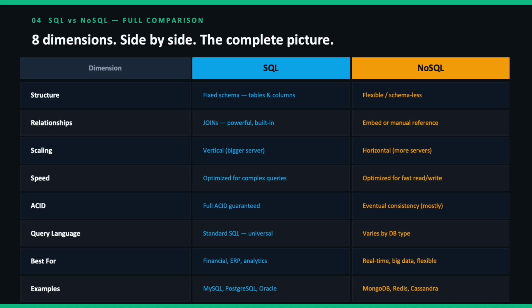ACID. SQL gives you full ACID guarantees. NoSQL traditionally uses eventual consistency. Data might be slightly stale for a brief period. Many modern NoSQL databases now offer ACID for some operations. Examples: MySQL, PostgreSQL, and Oracle for SQL; MongoDB, Redis, and Cassandra for NoSQL. The key insight is here. SQL and NoSQL are not competing, they are complements. Most large scale systems use both.